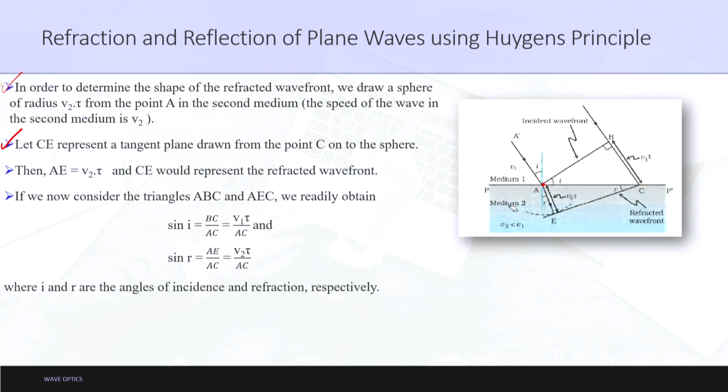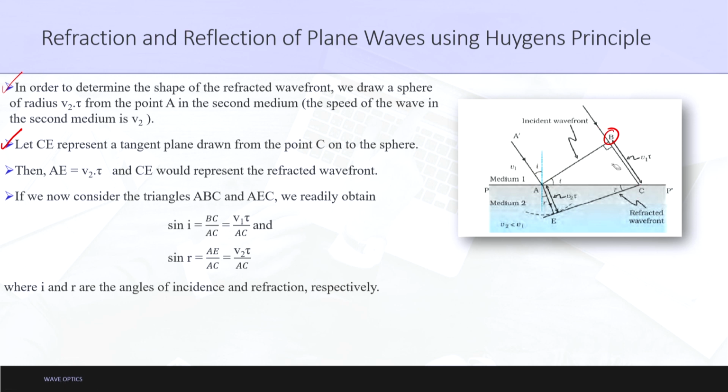Just to reiterate the complete procedure again, first of all there will be an incident wavefront passing through this point. What we know first of all is that there is a ray of light propagating in the direction A dash A, at an angle of incidence I. Now, we will make a wavefront. The wavefront will be such that the value of BC will be V1 into tau.